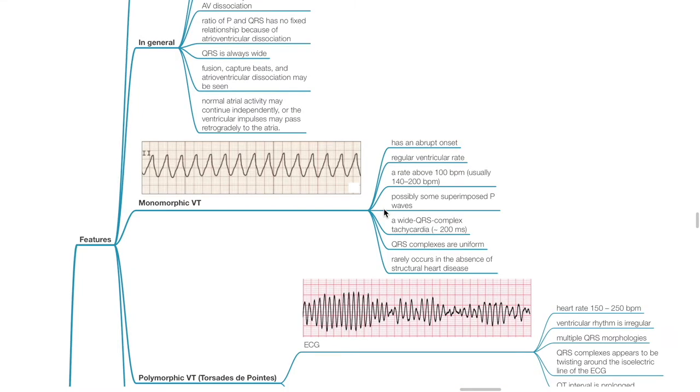Monomorphic VT has an abrupt onset, regular ventricular rate, a rate above 100 beats per minute, usually 140 to 200 beats per minute, possibly some superimposed P waves, a wide QRS complex tachycardia. QRS complexes are uniform. Monomorphic VT rarely occurs in the absence of structural heart disease.